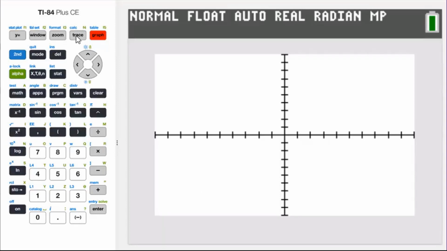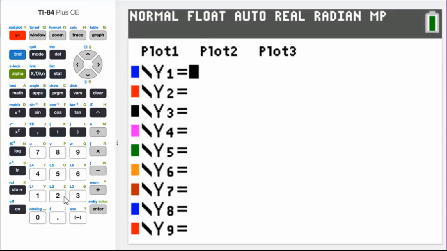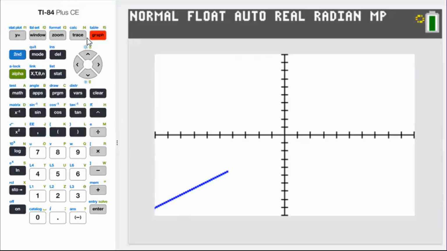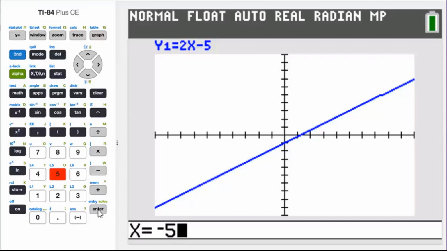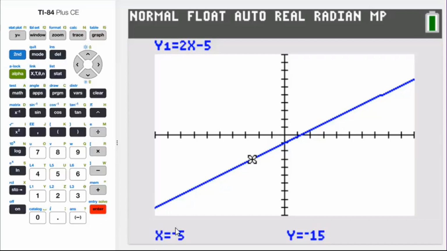Let's look at this trace button. If you have a graph like 2x minus 5, then when you press graph, that's a linear function. Then I press trace. I can put in like -5, and that was my answer. So you get x equals -5, y equals -15. It shows you these coordinates on the graph.